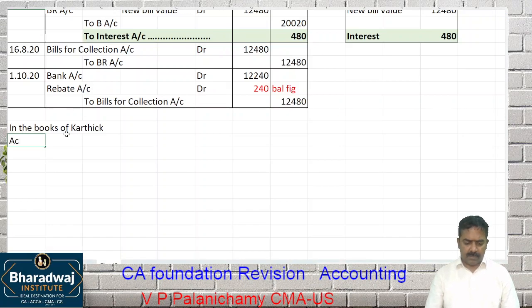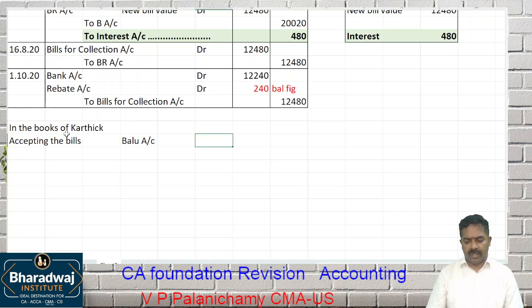First, for accepting the bill, what is the entry you will pass? Balu account debtor to which account? Bills payable account. How much?